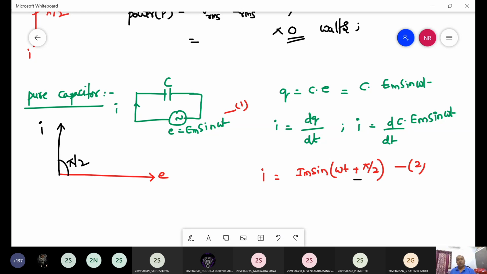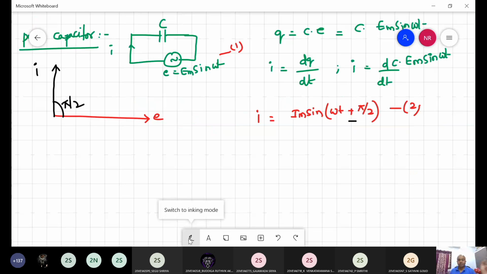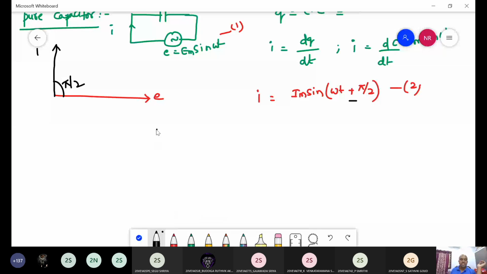So the difference between the previous pure inductor and the pure capacitor is that in a pure inductor the current is lagging, here it is leading. Then what is the angle between the voltage and current here? It is pi by 2. Then the power factor is again the same, cos pi by 2. Then how much is cos pi by 2? 0. Very good, excellent.